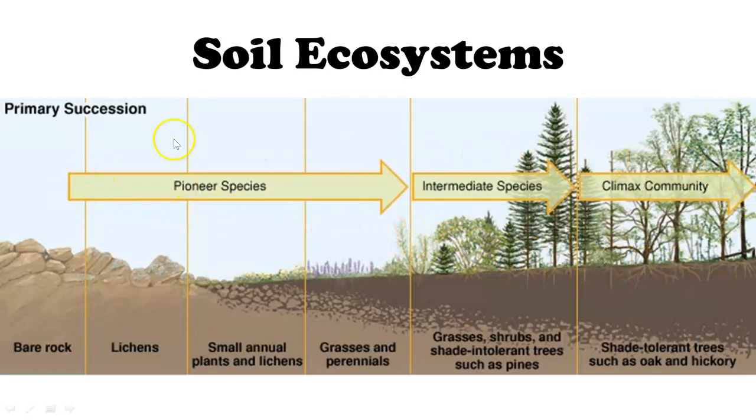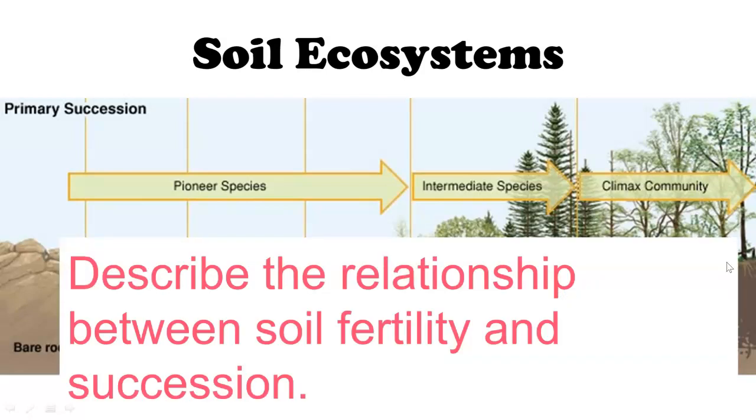This diagram should look pretty familiar, guys. It's a representation of primary succession. Remember, this starts with barren rock and ends up with a climax community of a fairly diverse ecosystem. This process, all the way from bare rock to a climax community, can take up to 150 years. It's also estimated that just to produce 1 inch of fertile soil takes up to 100 years. This is one of the reasons why it's so important that once we have a fertile soil in a particular location, it's preserved and not degraded. So let's make sure we can describe the relationship between soil fertility and succession.